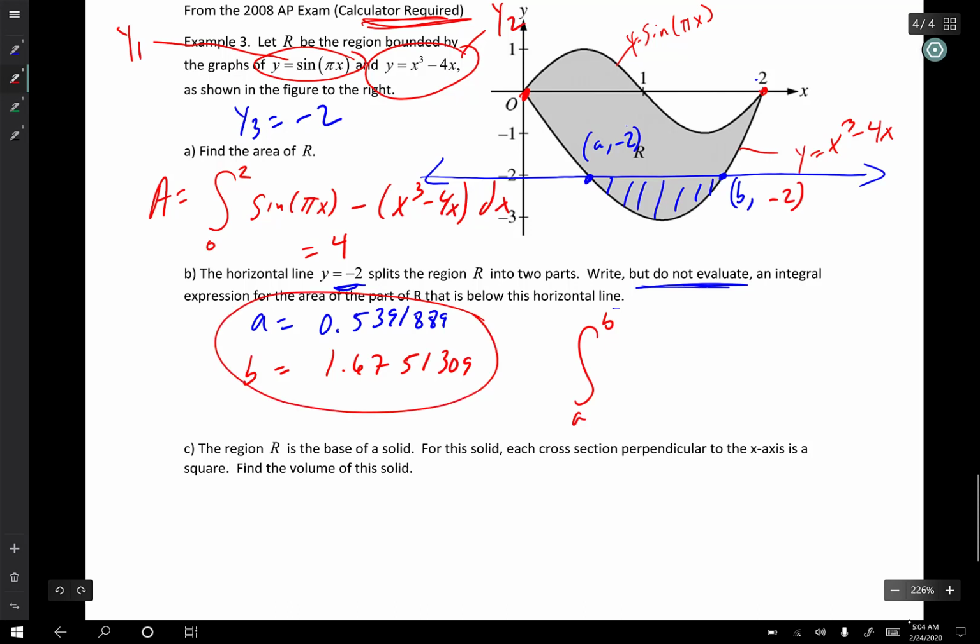This is looking beautiful. And then I write, what's on top? The negative 2 curve. So negative 2 minus, and then the bottom curve is the x cubed minus 4x, close, dx, and there it is.